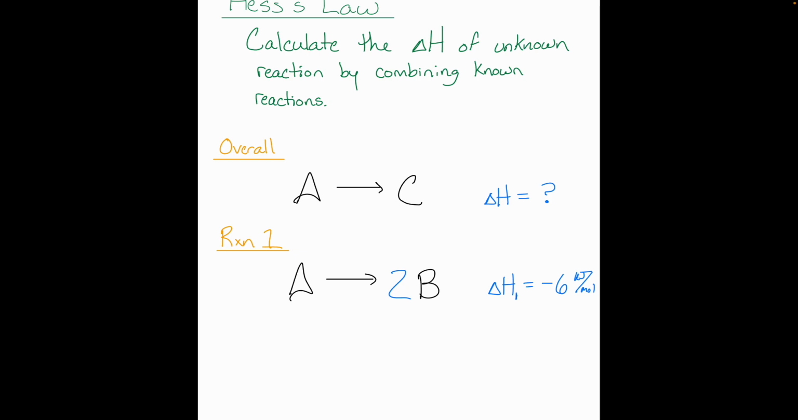All right, and I've also studied a second reaction. Okay, this would be like my formation equation here, where half of C gets converted into B. And again, I know this delta H value here. This is positive 3 kilojoules per mole.